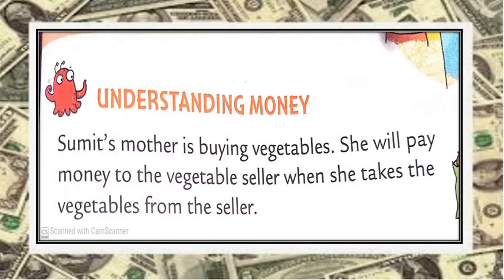Sumit's mother is buying vegetables. She will pay money to the vegetable seller when she takes the vegetables from the seller.